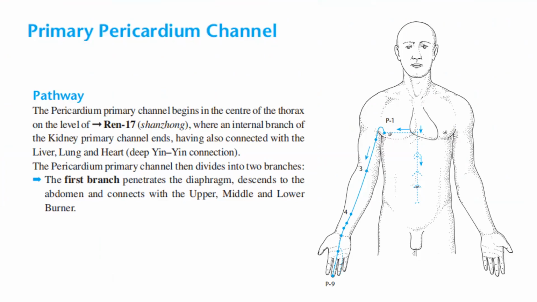The pericardium primary channel then divides into two branches. The first branch penetrates the diaphragm, descends to the abdomen, and connects with the upper, middle, and lower burner.